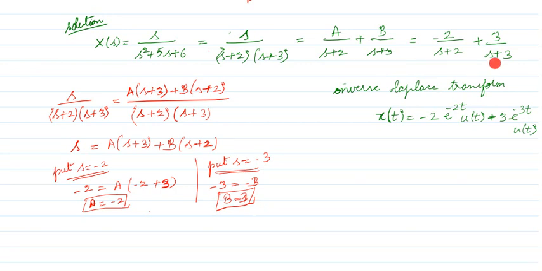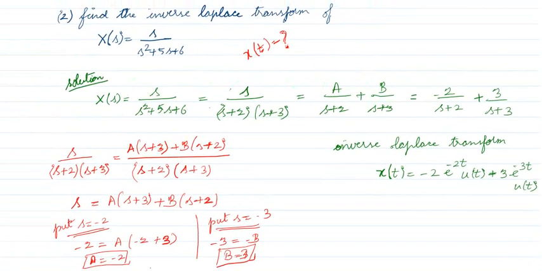Now we got this, and we take the inverse Laplace transform. So x of t is equal to minus 2 by s plus 2, which is minus 2 e power minus 2t u of t, plus 3 into e power minus 3t u of t. This is the inverse Laplace transform of this, provided, to be more specific, it is causal. If it is not stated, we generally assume it is causal, right?